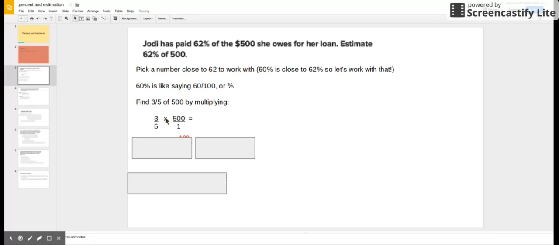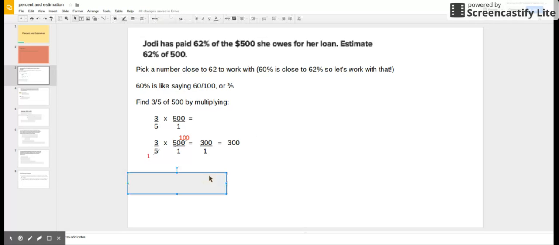So I'm going to multiply 3/5 times 500 over 1. And from here, I'm going to do my cross canceling. 5 goes into 5 once, 5 goes into 500 100 times, and I'm left with 300. So my answer here, 60% of 500 would be about 300. So Jody paid about $300.